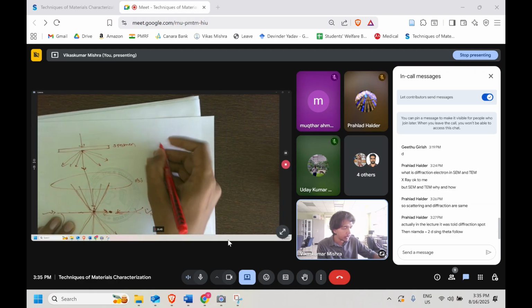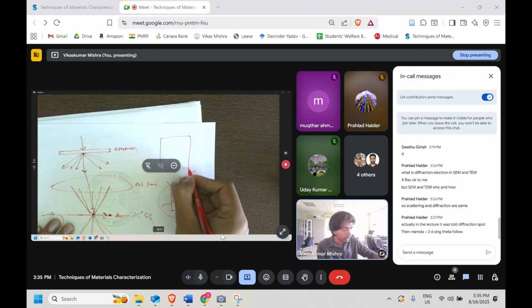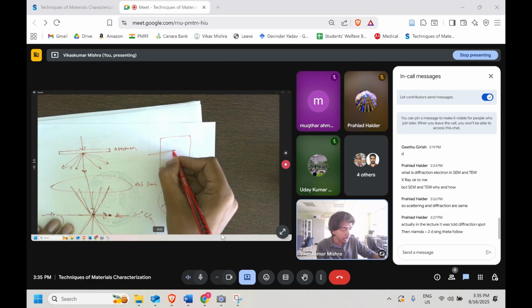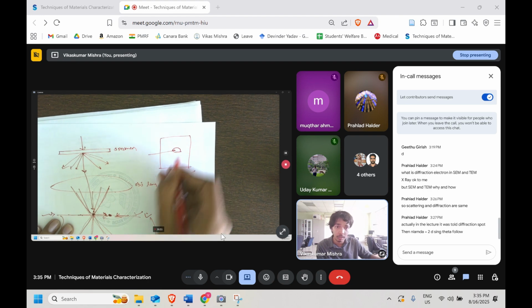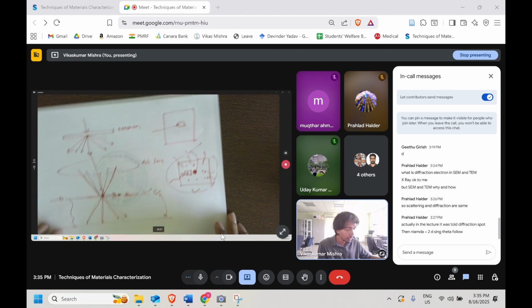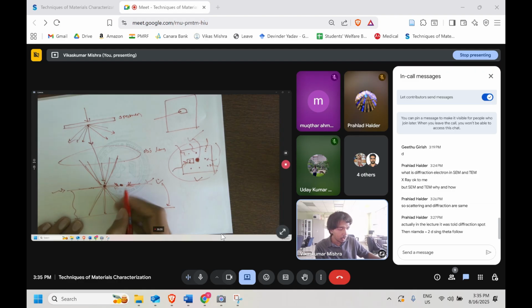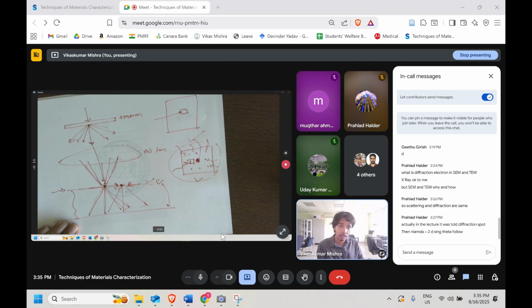So in the TEM, whenever you see the diffraction spot now, you will see something like this is also there, which is blocking the direct beam. So you are going to block this, and now you are going to project this onto your screen. So this entire thing is happening. So you can generate this diffraction pattern also, which is going to satisfy that n lambda equal to 2d sin theta, that Bragg's law.